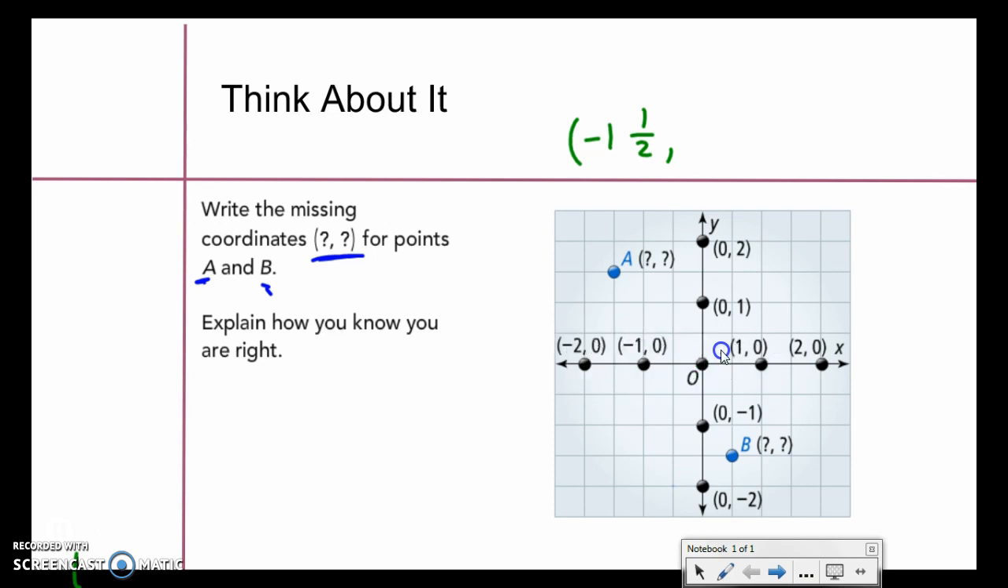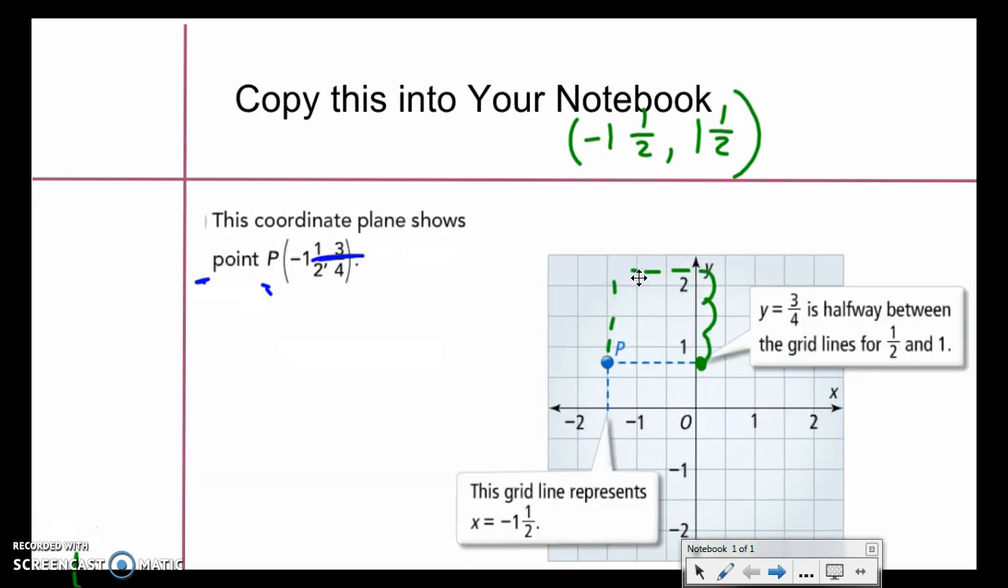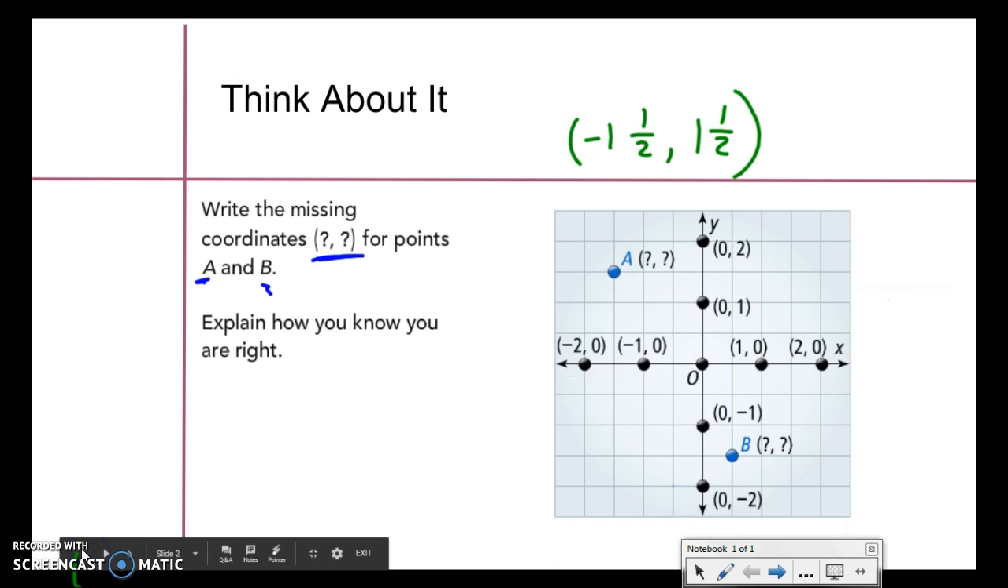Let's figure out the y-coordinate. We know it's going to be positive because it's going up on our coordinate plane. So we started at the origin. We went past the 1, but we did not go to the 2. So it's going to be 1 as our whole number. And then we go halfway between 1 and 2. And that gets us at 1.5. Again, the difference is this one is positive, the other one's negative, and this is for our y-coordinate instead of our x-coordinate. Okay? So if we were finding point A, we would end up with negative 1.5 and positive 1.5.